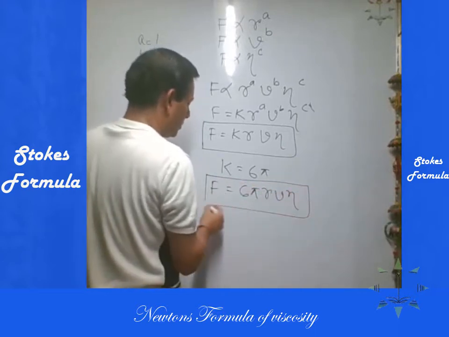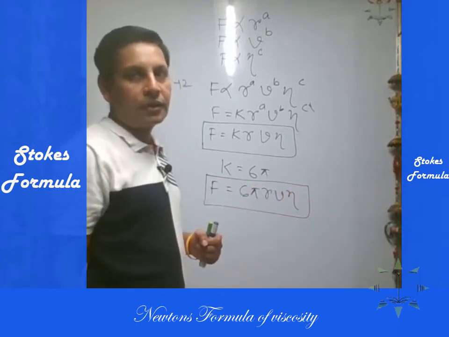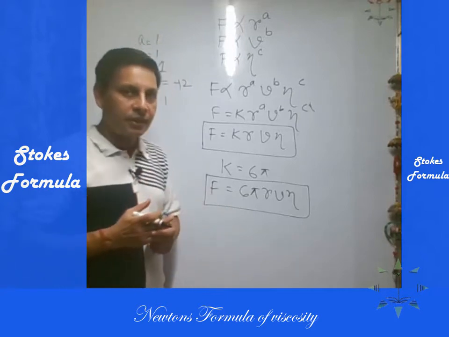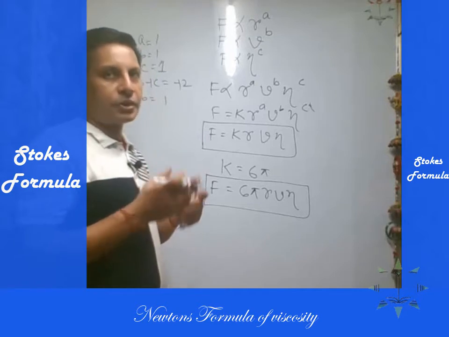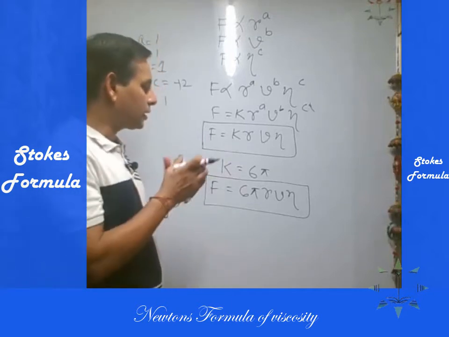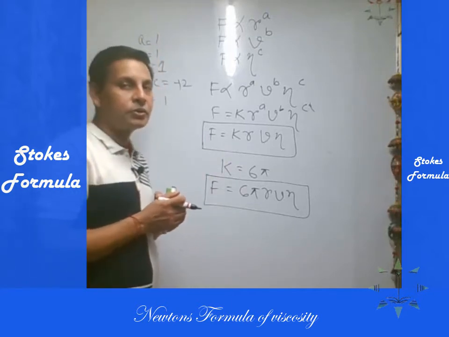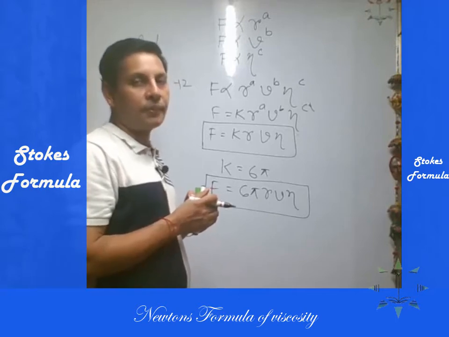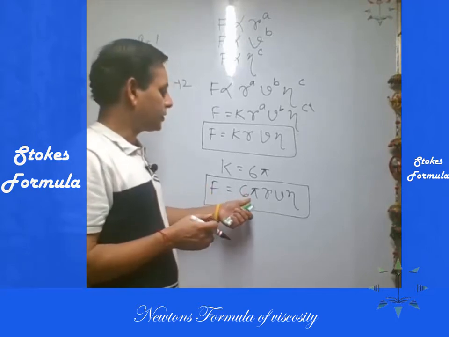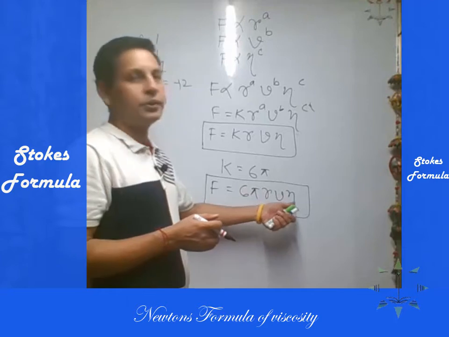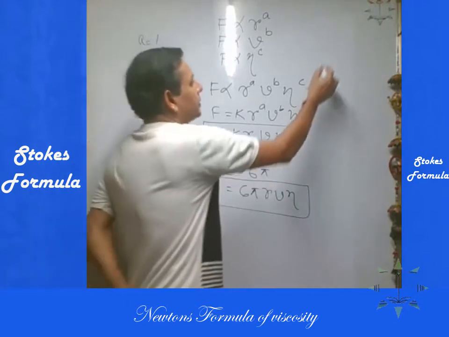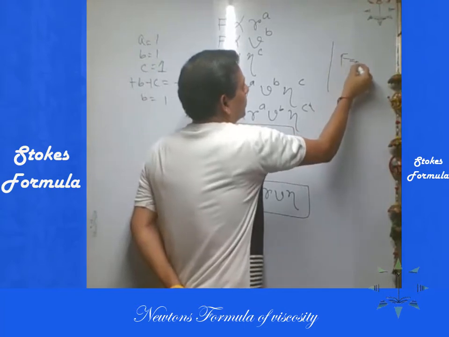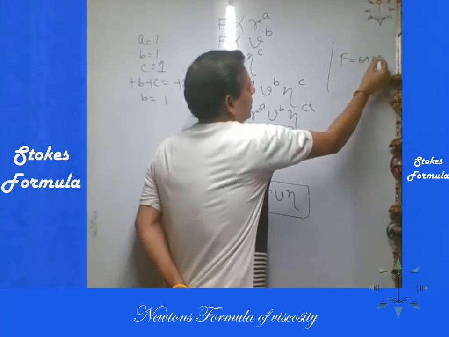So if someone asks you, a sphere is in vertical motion along the downward direction inside a fluid, this sphere is falling, then how much viscous force will act on that sphere? 6 pi R into V into eta. Correct? This is the Stokes formula. So we will write it here: F equal to 6 pi eta R V.